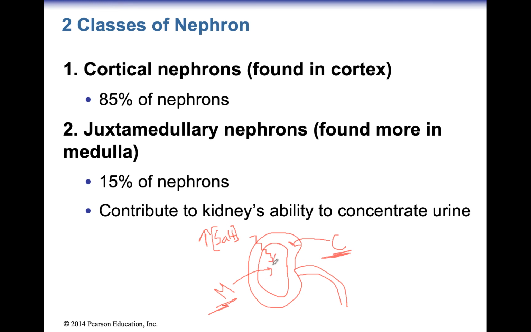Because of the high salt concentration in the middle, it allows the juxtamedullary nephrons to reabsorb more water, making the urine a lot more concentrated. You do not need to know the mechanism or reasoning behind this. Just understand that any nephron that's in the middle of the kidney is going to reabsorb more water because of the high salt concentration in there.